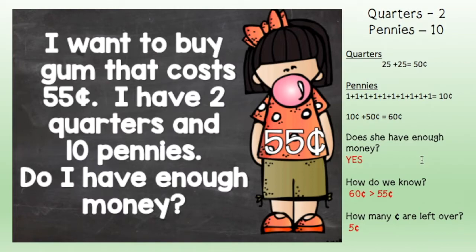Sometimes you go to pay for something and you have more than enough money. So, if I were to go buy gum that costs 55 cents, but I have 60 cents in my pocket, I would have 5 cents left over at the end because 60 minus 55 is 5.